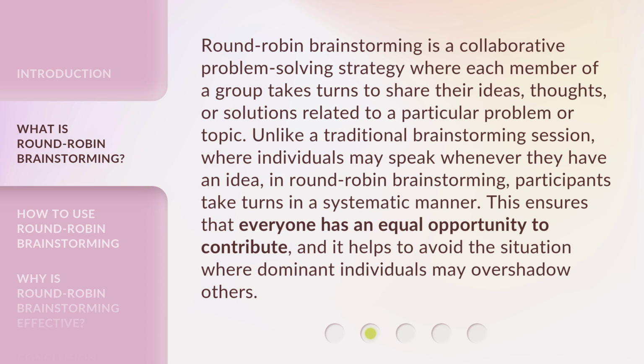Round-robin brainstorming is a collaborative problem-solving strategy where each member of a group takes turns to share their ideas, thoughts, or solutions related to a particular problem or topic. Unlike a traditional brainstorming session, where individuals may speak whenever they have an idea, in round-robin brainstorming, participants take turns in a systematic manner. This ensures that everyone has an equal opportunity to contribute, and it helps to avoid the situation where dominant individuals may overshadow others.